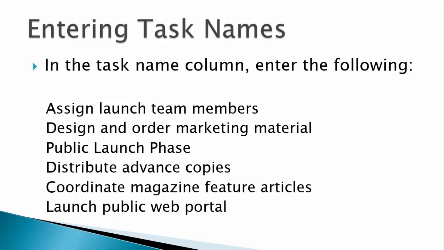On the table entry portion of the Gantt chart view, you will enter just these names, one per line in the task name column. These are selected tasks from our work breakdown structure.